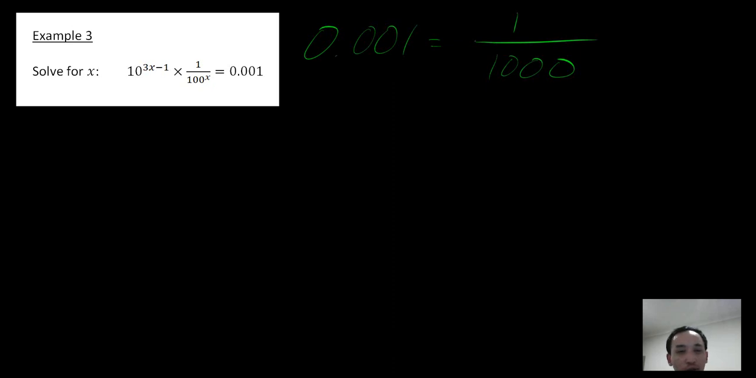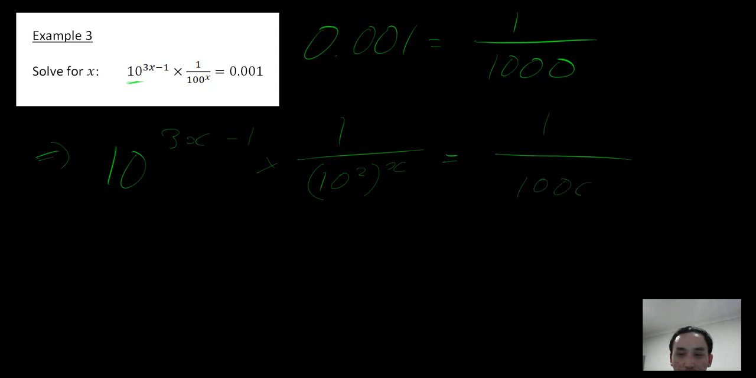And so if you want to solve an integral equation, what we've done so far is really just equate the indices on both sides, as long as they have the same base. So we'll recognize that this base 10 is quite easy to work with because we're going to have 100 here, and we also have 1,000 on the right hand side. So I'm going to leave this 10 to the power of 3x minus 1. Now at the bottom, this is really 10 squared to the power of x. And this is equal to 1 on 1,000.